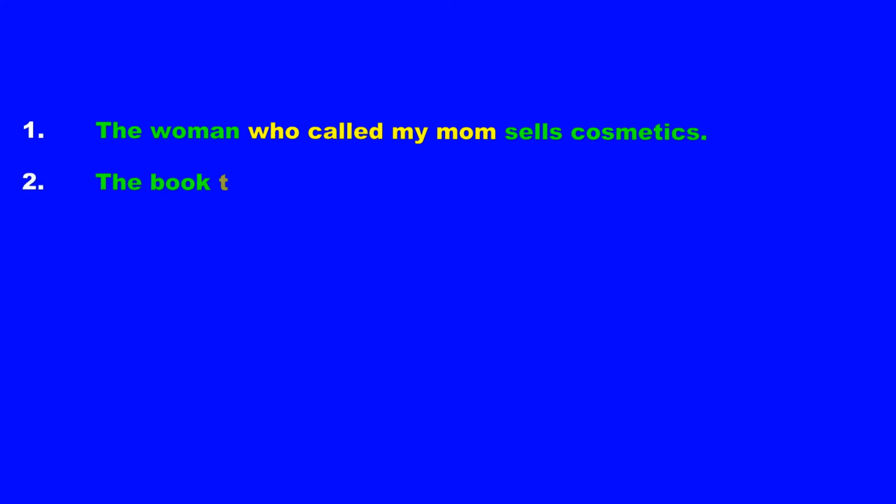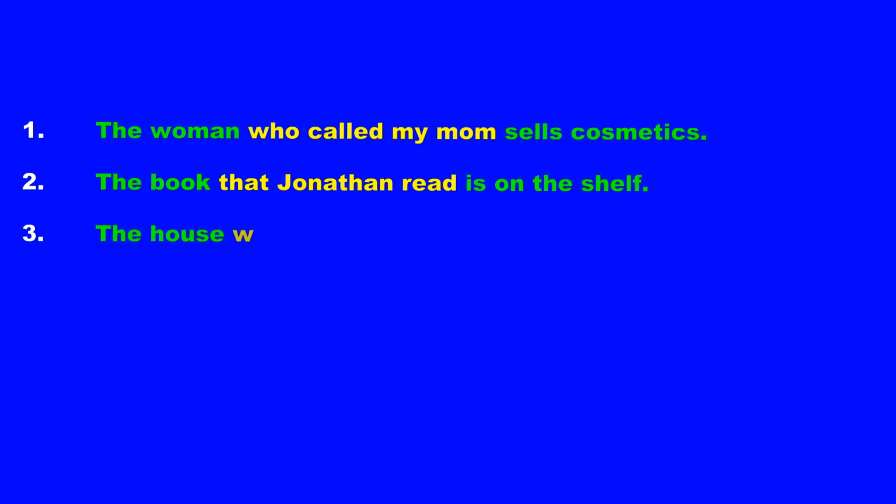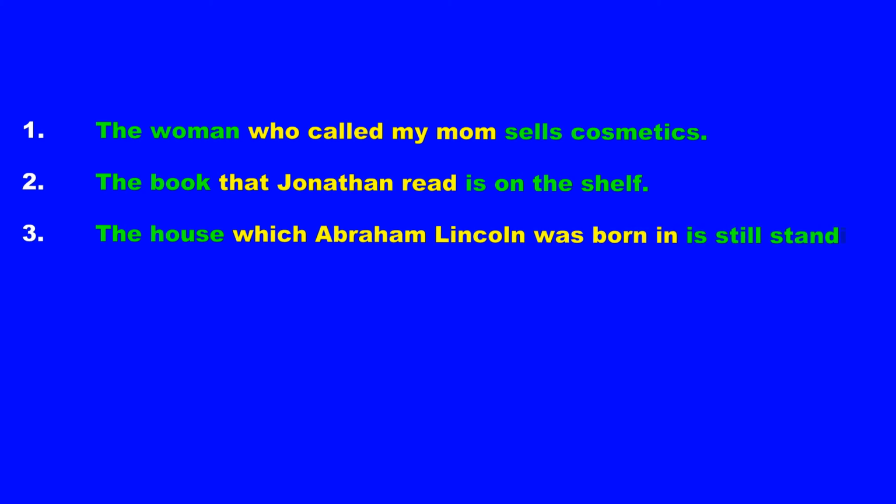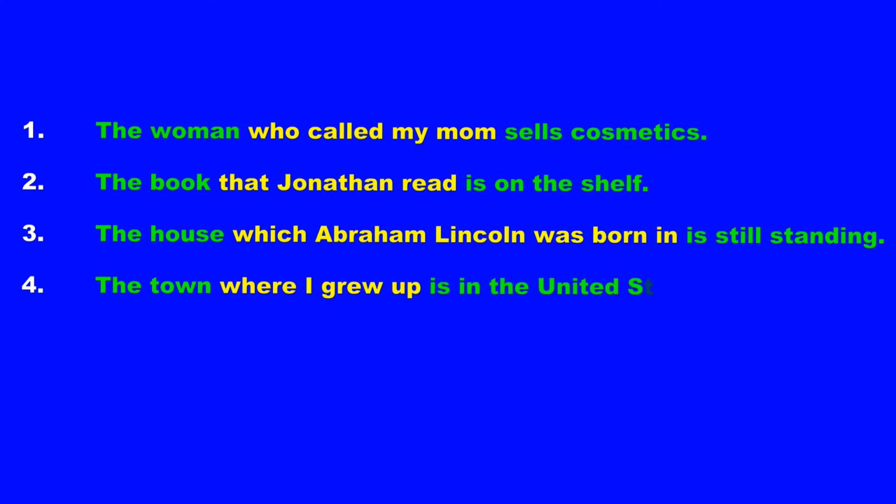In the following examples, the adjective clause, which is also a dependent clause, is in yellow, and the rest of the sentence that is in green is the independent clause. In other words, the adjective clause in these situations is embedded within the independent clause. Number 1, the woman who called my mom sells cosmetics. The part who called my mom is the adjective clause. Number 2, the book that Jonathan read is on the shelf. That Jonathan read is the adjective clause.